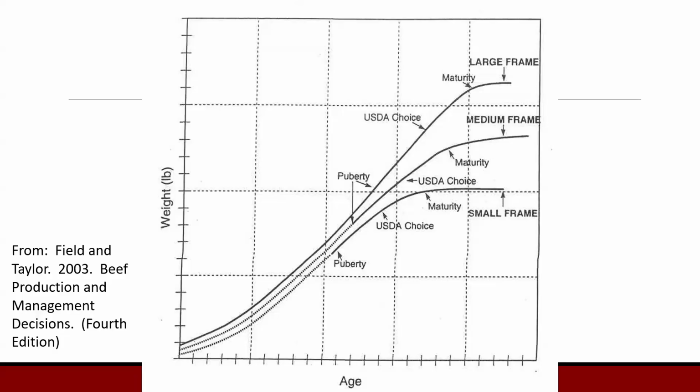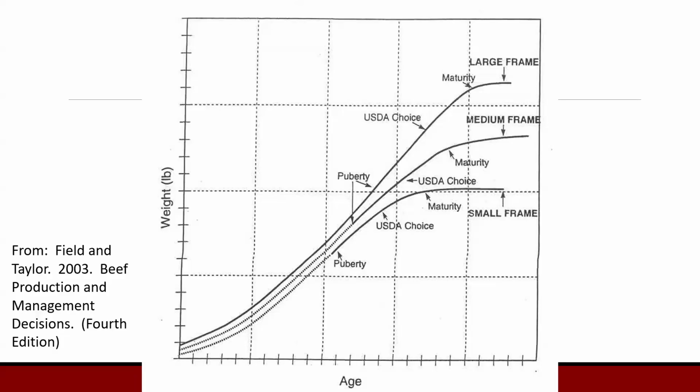So we have three curves here. We have a small frame, medium frame, and a large frame. The weight and age that a large frame animal will achieve maturity, or USDA Choice, or puberty will be different, or higher, than a medium frame or a small frame. Does that make sense?